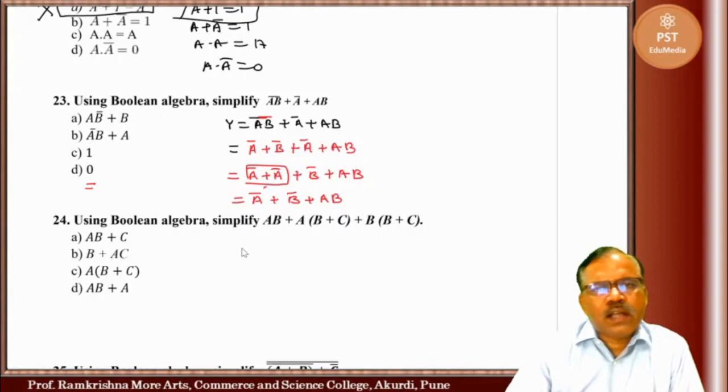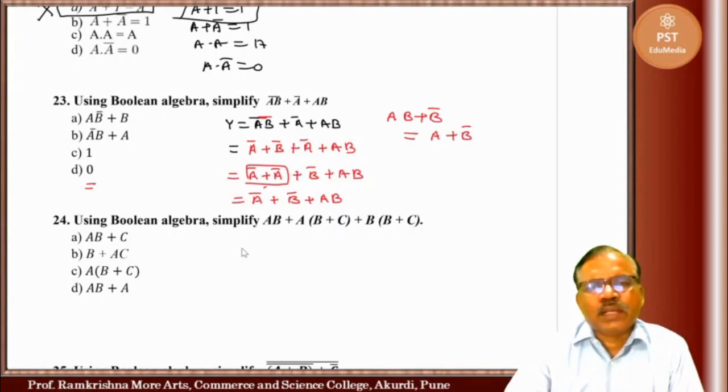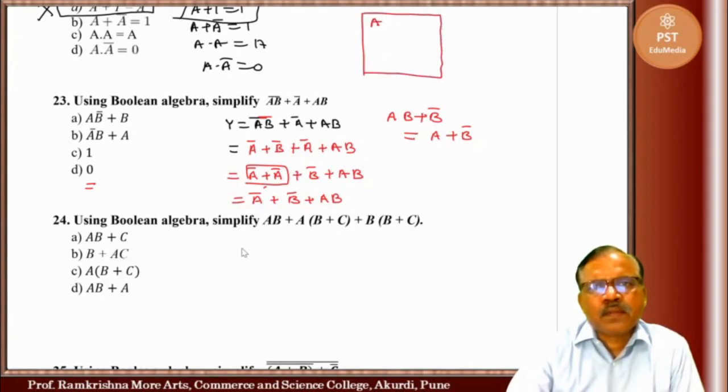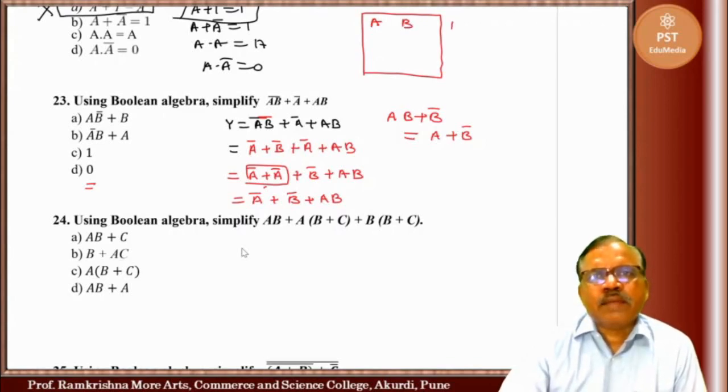we have one identity, that is AB plus B bar. If we prove it logically, it comes out to be A plus B bar. So you can use a truth table, means here you can take A, B, then B bar.